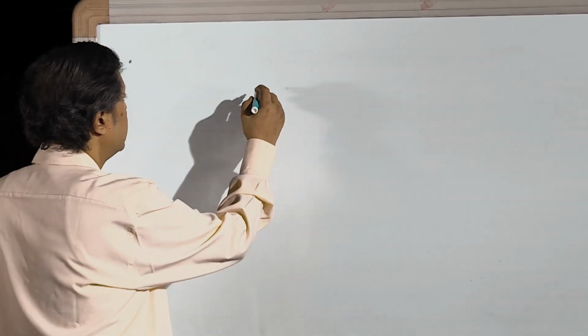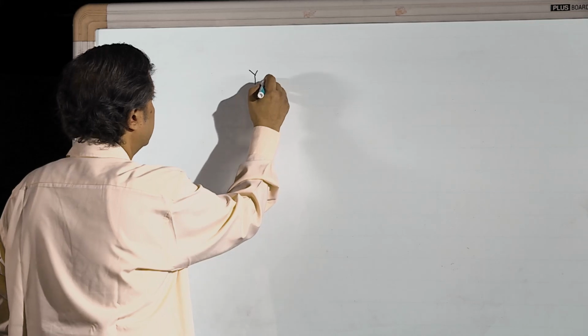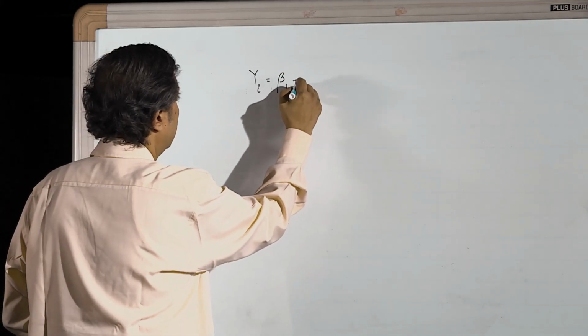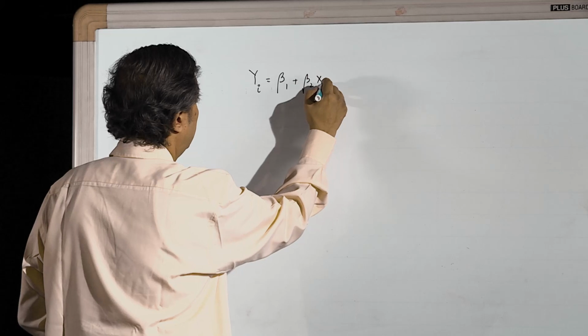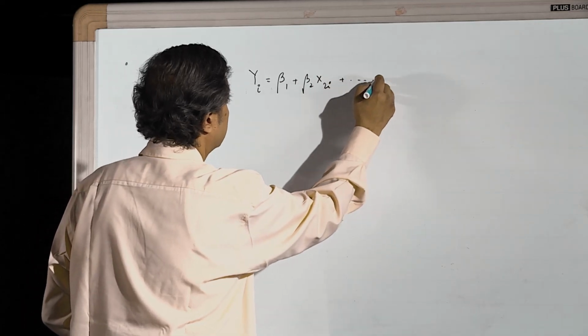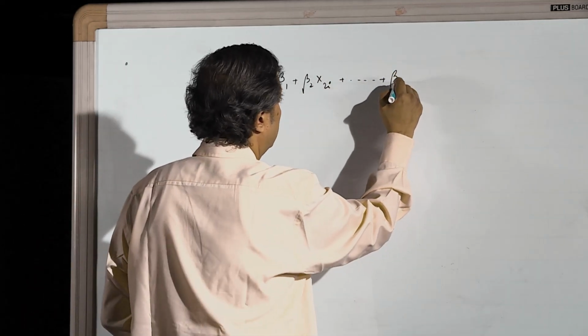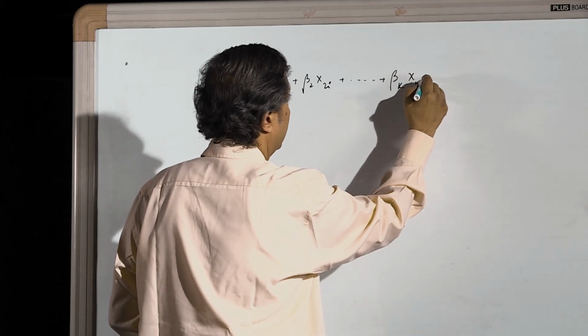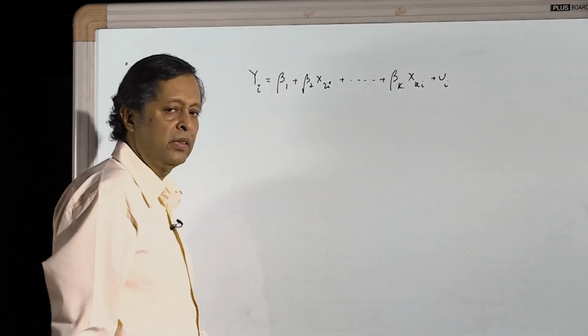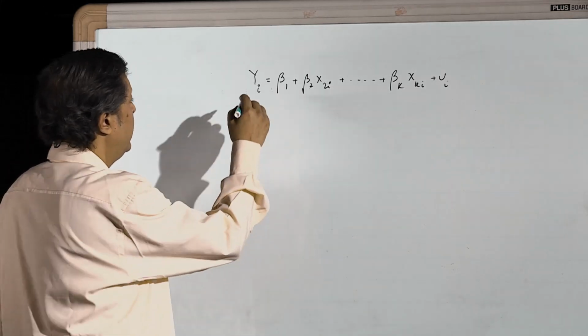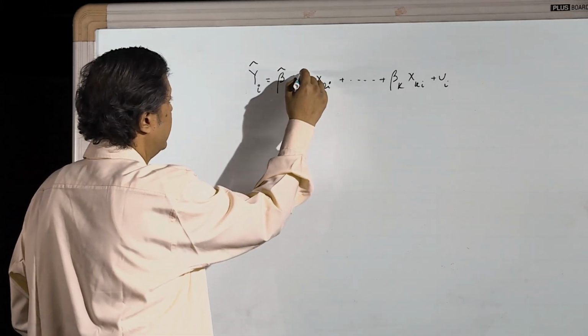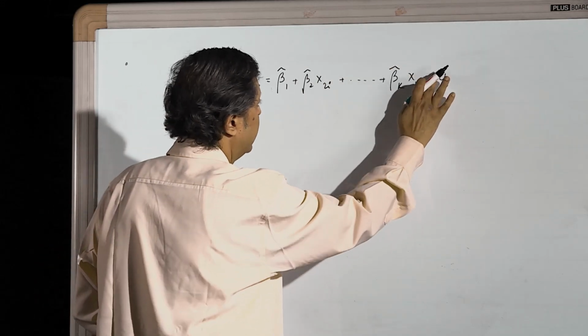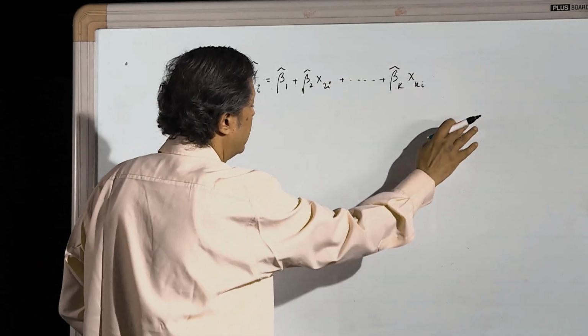Now, let us take a look at prediction in the k variable classical linear regression model. So, the model, as we already know, is y i equal to beta 1 plus beta 2 x 2 i plus right up to beta k x k i plus u i. And once the model is estimated, we have y hat i, beta 1 hat, beta 2 hat up to beta k hat, and the random disturbance term is not there.